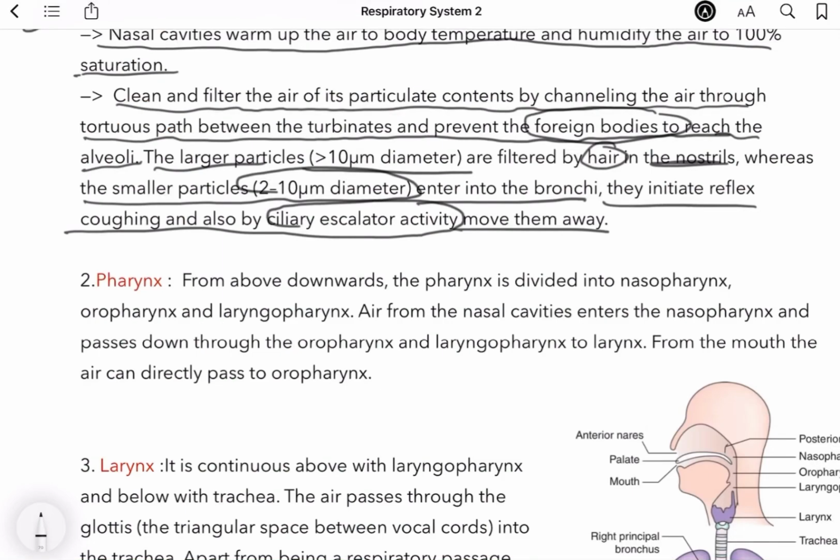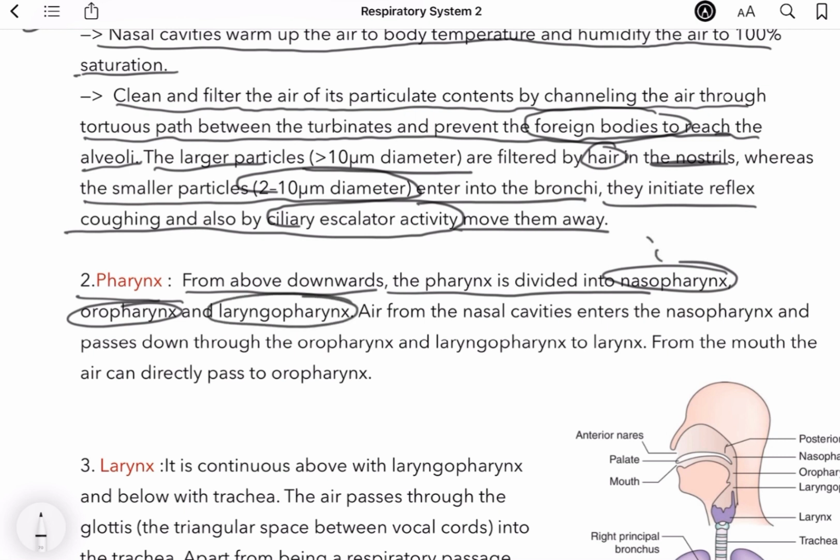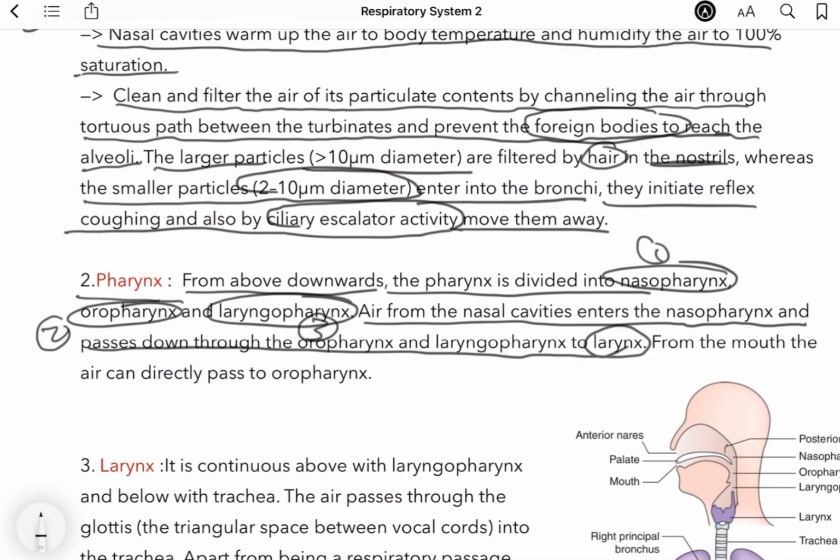So clear? Now the pharynx. From above downwards, the pharynx is divided into the nasopharynx, oropharynx and laryngopharynx. Remember the three divisions of the pharynx: nasopharynx, oropharynx, laryngopharynx. Air from the nasal cavities enters the nasopharynx and passes down to the oropharynx and laryngopharynx to the larynx. From the mouth, the air can pass directly to the oropharynx. There are two ways: one is the pathway through these three parts and one is directly to the oropharynx.